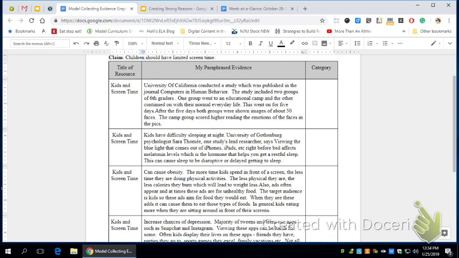So let's start off with this one right here. It says, University of California conducted a study which was published in the Journal of Computers and Human Behavior. The study included two groups of 6th graders.